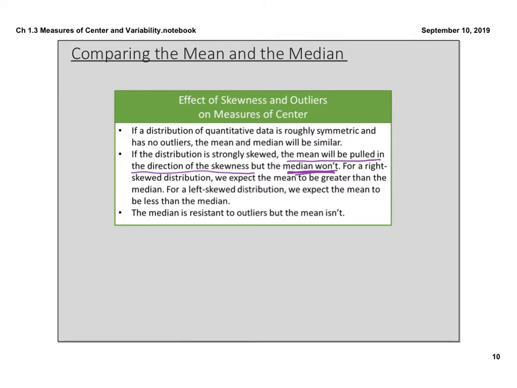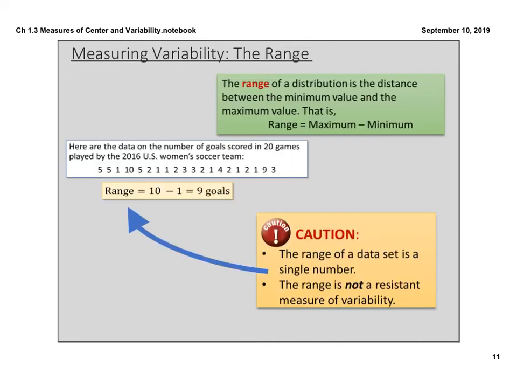For a right skewed distribution, we expect the mean to be greater than the median. For a left skewed distribution, we expect the mean to be less than the median. The median, however, is resistant. Median is resistant to outliers because, again, this is based on position, not actual data. So that's why the median is resistant there.